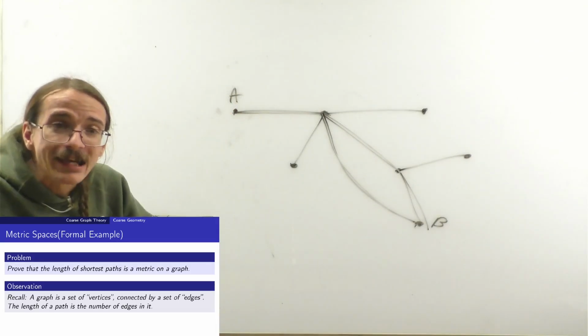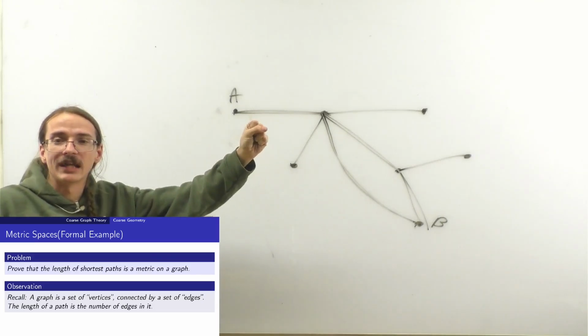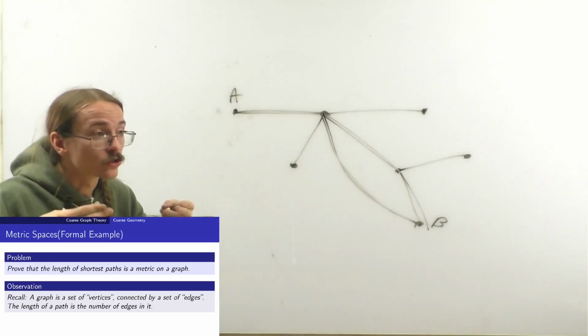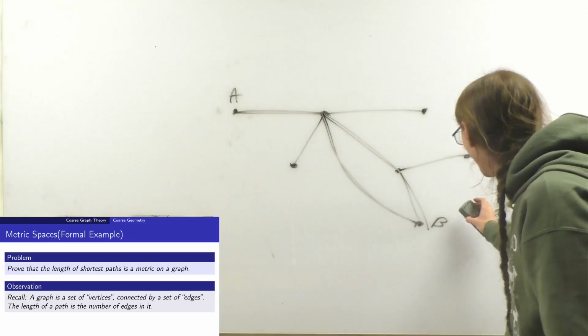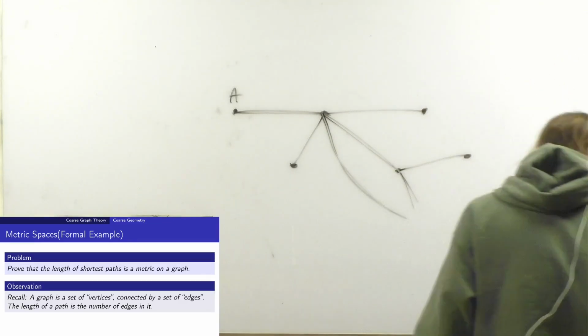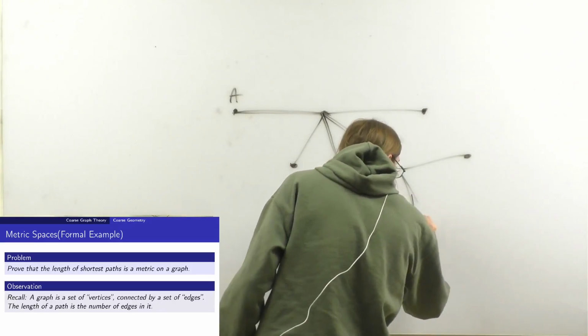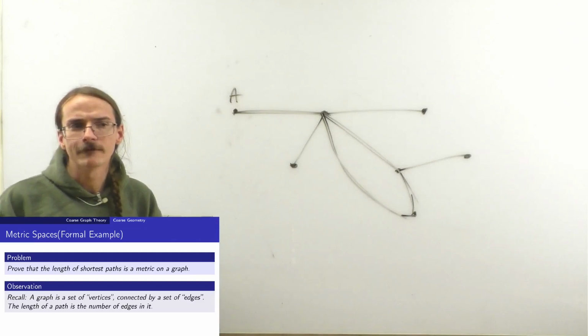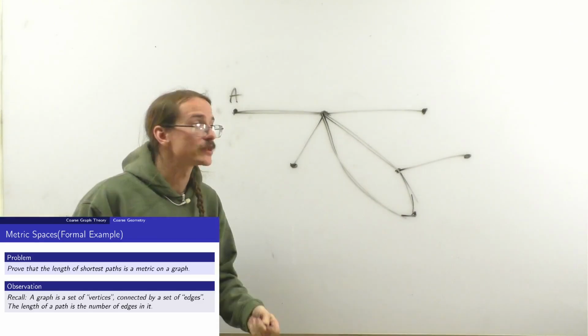So we're going to define our distance as the shortest path to get from point A to point B. And our goal is to prove that this is indeed a metric on a graph. So to prove that it is a metric, we have, what was it, 4 things we needed to show? Starting at the top with the simple one.